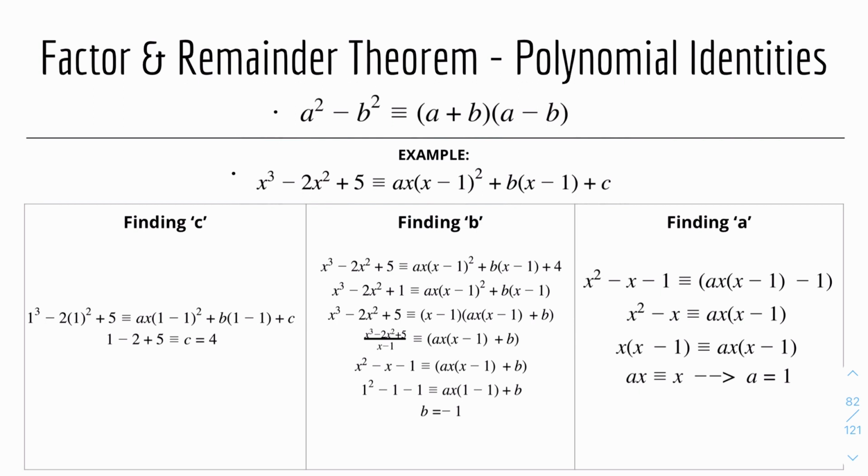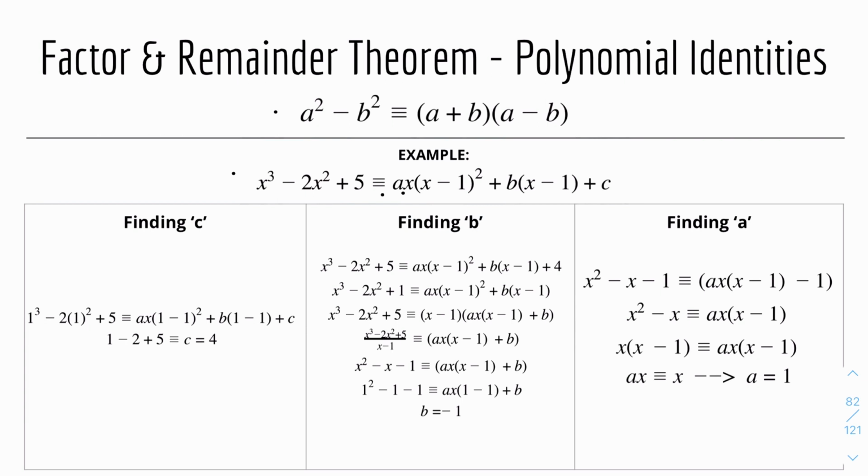For example, in this example question, we have x cubed minus 2x squared plus 5 is always equal to a x (x minus 1) squared plus b (x minus 1) plus c. So it's quite complicated as you see at first, but you can get used to it. So what you do is you have to try to find step by step all the unknowns like a, b, and c.